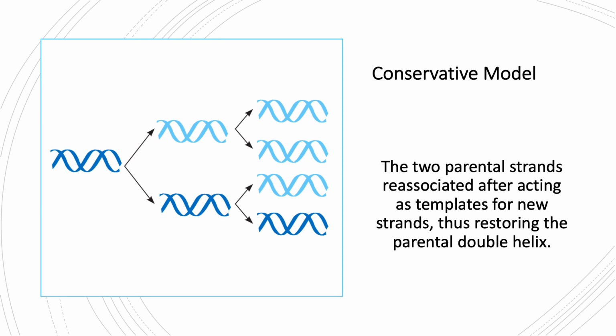The first proposed model that I will talk about is the conservative model. Please refer to the picture provided. The dark blue strands are the parental or the original DNA strands, while the light blue ones are the new strands. In this model of DNA replication, the two parental strands are said to be reassociated or reattached after acting as templates for new strands, thus restoring the parental double helix.